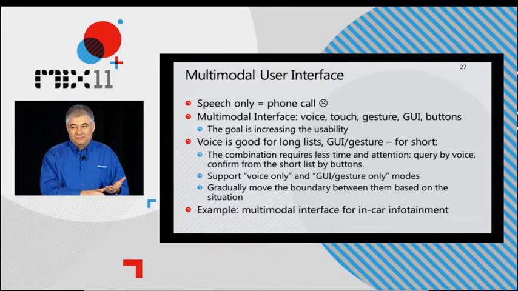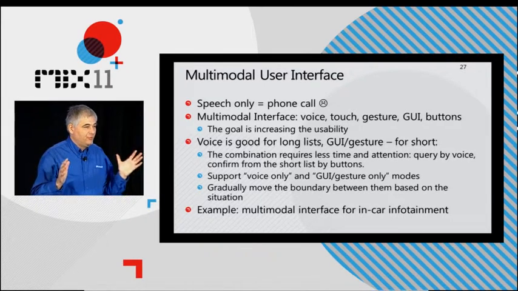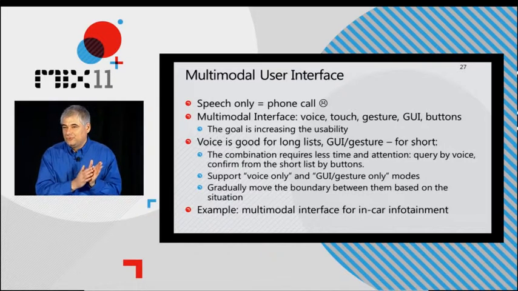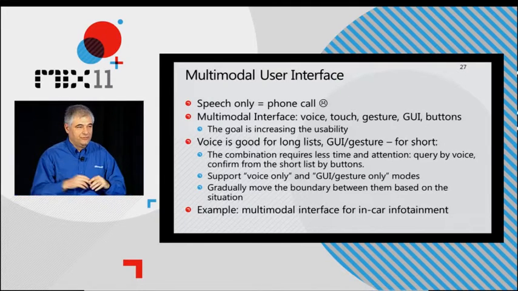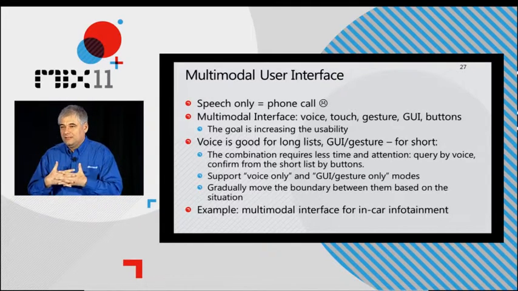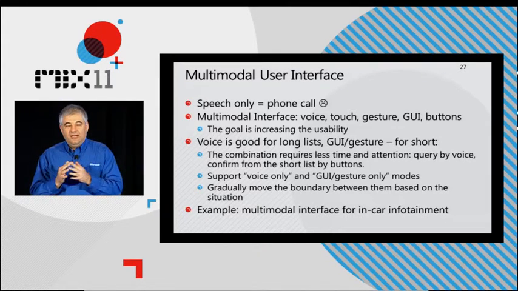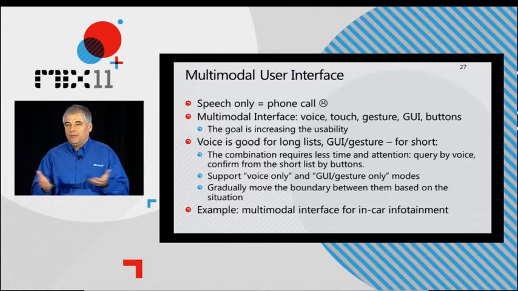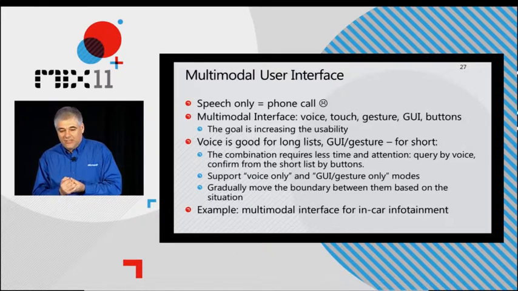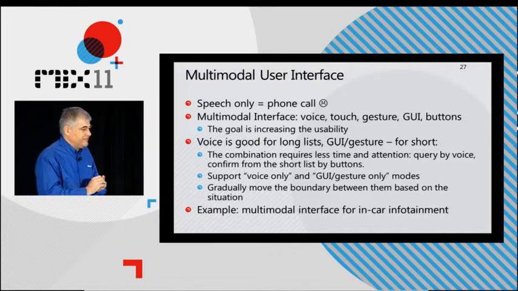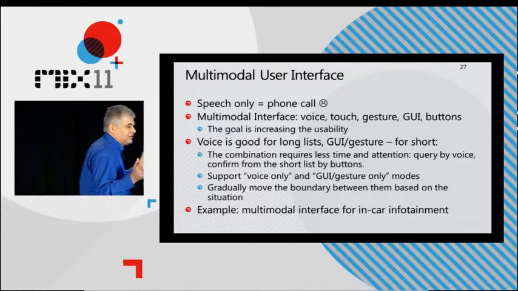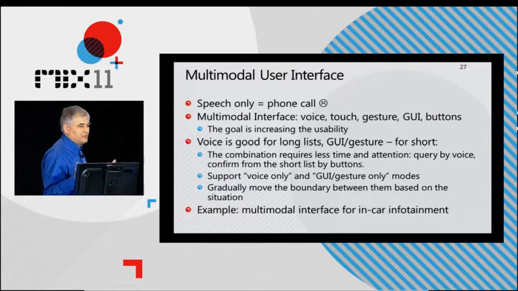You just can't touch. So touch is very good when you have to select from short lists which fit on a screen. Speech is good when you have to select from large lists which cannot fit on the screen. Those two combined, only 2 of the modalities I just enumerated, and we have something quite useful and quite powerful. So this is pretty much the bottom line of the multimodal user interface.